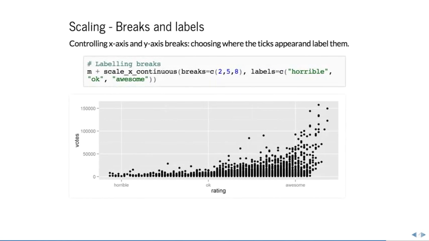And then the cool thing that you can do here: this is a data set on the ratings of movies and how many people voted on them. If you see a rating of 2, then it's horrible, a rating of 5 is okay, and 8 is awesome. So instead of just specifying breaks at 2, 5, 8, you can actually label them: 2 is horrible, 5 is okay, and 8 is awesome. You can do that with ggplot2, which is something that you don't necessarily see with the R plot function. So this gives you more control in scale x continuous.